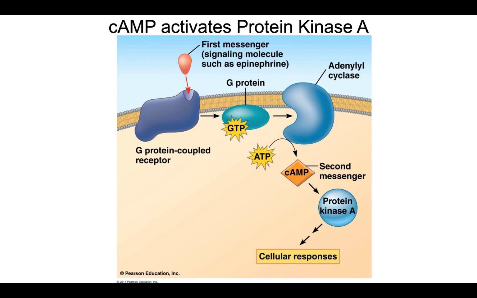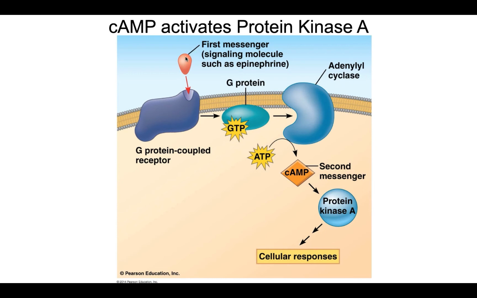So now if we take a look at a full signaling response here, we've got our old friend, the G protein coupled receptor and a G protein. Remember, each G protein coupled receptor needs three things. It needs the receptor, it needs the G protein, and it needs some other downstream enzyme attached to that membrane. In this case, it's adenylyl cyclase.